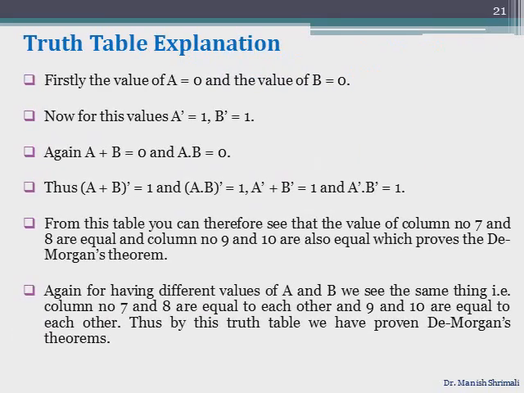Next, this is the explanation which we had just discussed, so I am skipping this right now. As you can see, the first value of A is 0, B is 0, and we have taken A's complement and B's complement, then columns 7 and 8 are equal, and 9 and 10 are equal. In the last rows we have taken different values of A and B, and we see the same thing, that columns 7 and 8 are equal to each other and 9 and 10 are equal to each other. That is how we have proven De Morgan's theorems.